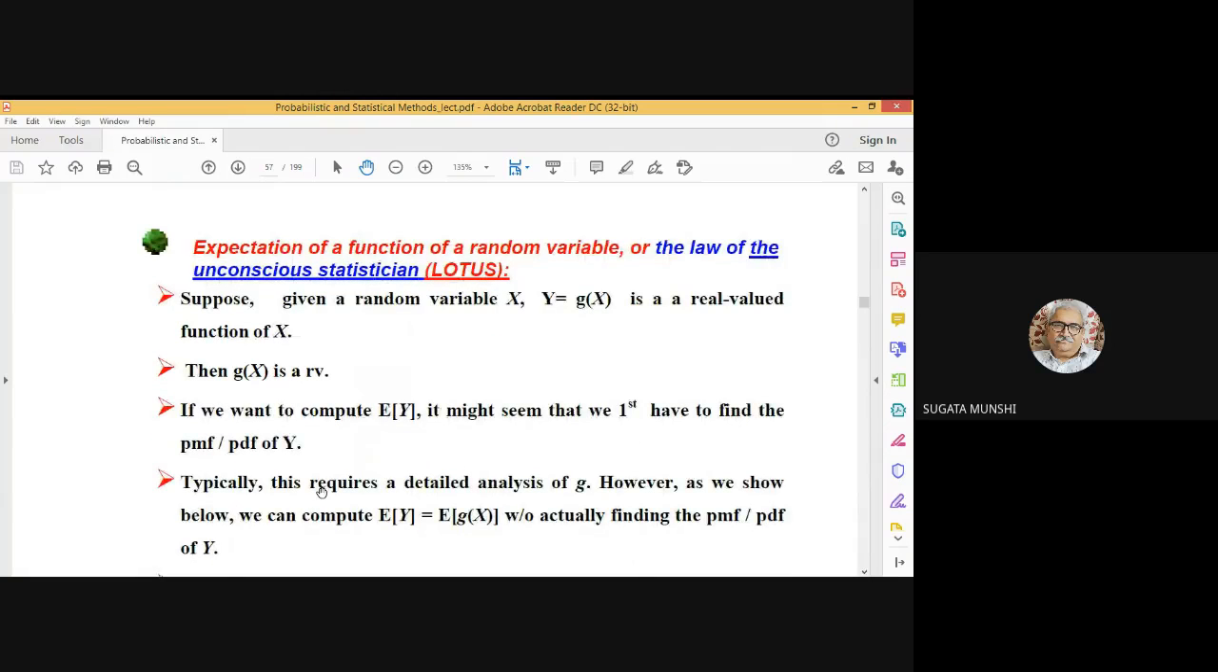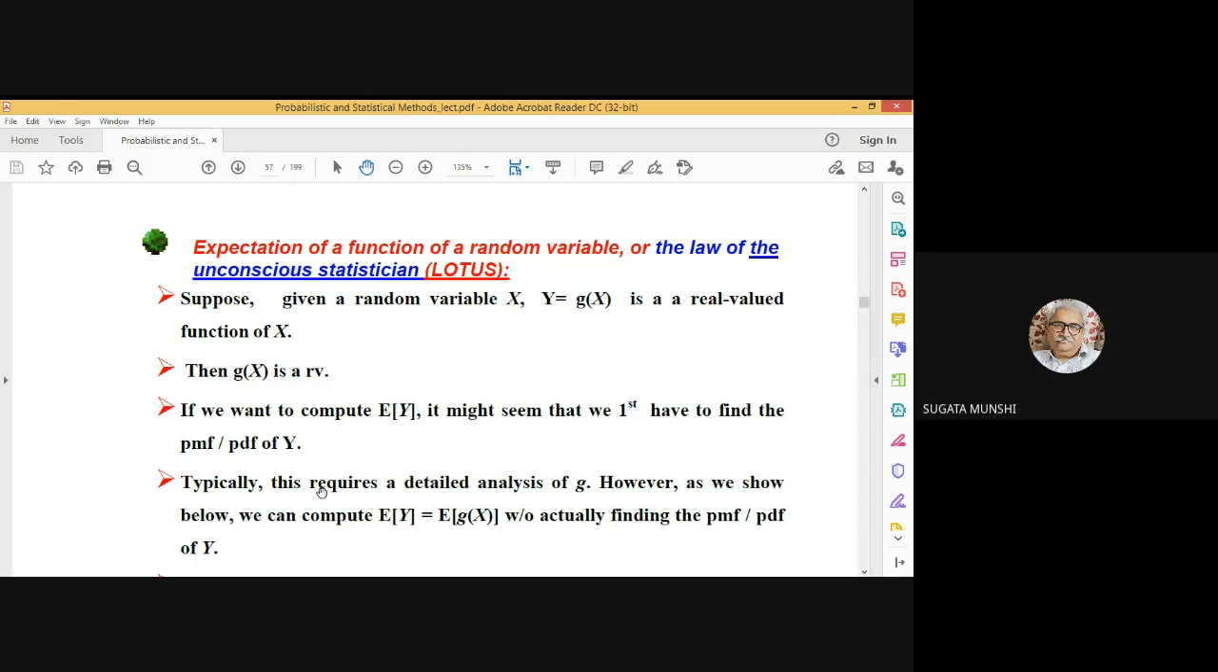Now consider a case where we are interested in finding out the expectation of a function of a random variable. This method of evaluating the expectation of a function of a random variable is also known as the law of the unconscious statistician. Why it is so called? It will be clear to you.